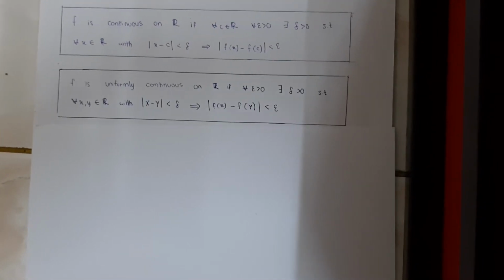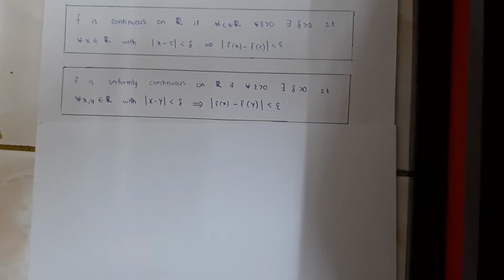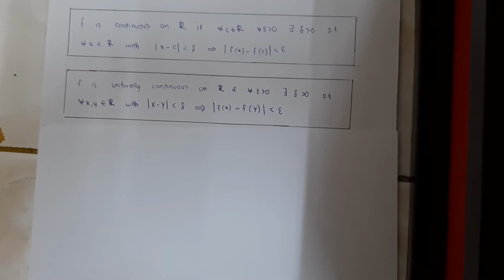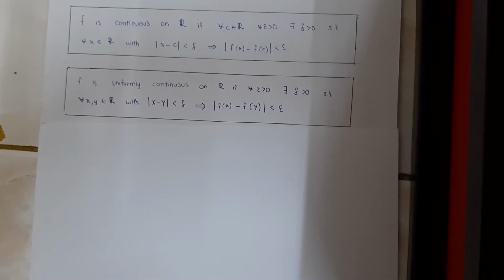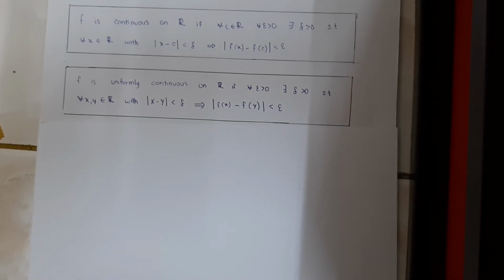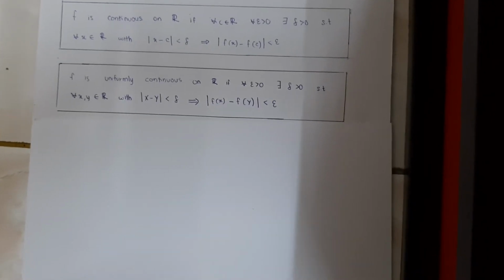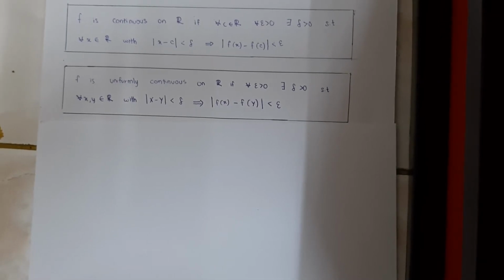And for the definition of uniformly continuous: f is uniformly continuous on the real numbers if for every epsilon greater than 0, there exists delta greater than 0, such that for every x and y that are elements of the real numbers with the absolute value of x minus y less than delta, it implies the absolute value of f(x) minus f(y) is less than epsilon.